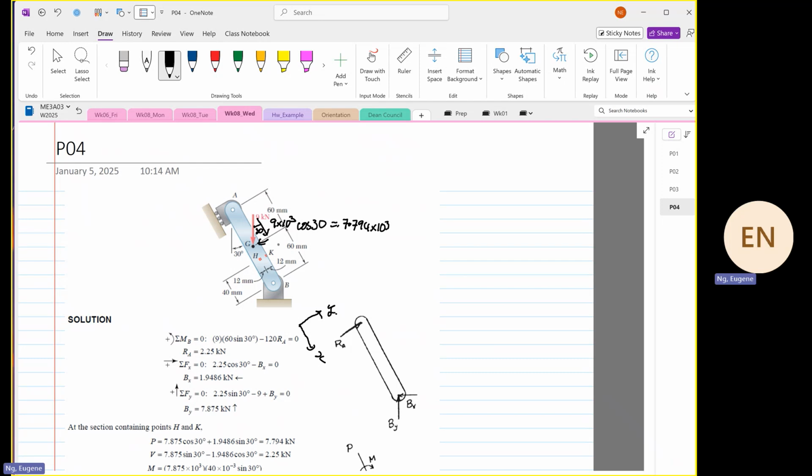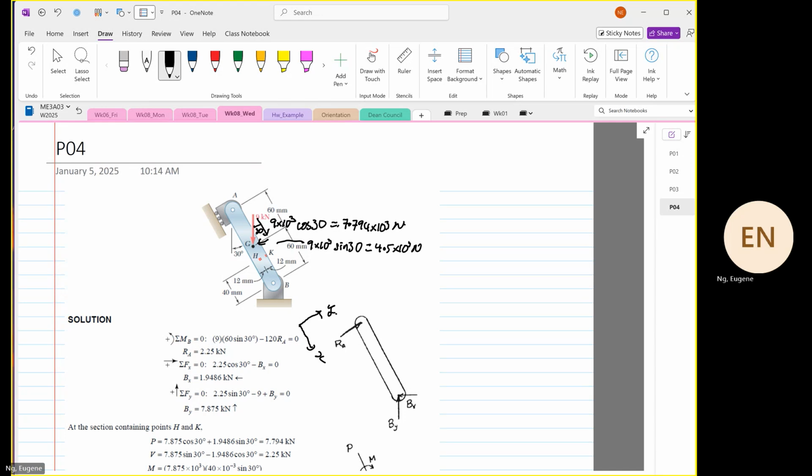And then over here, we get 9 times 10 to the power 3 sine 30. So 9 times 10 to the power 3 times sine 30 is equal to 4.5 times 10 to the power 3 Newton.